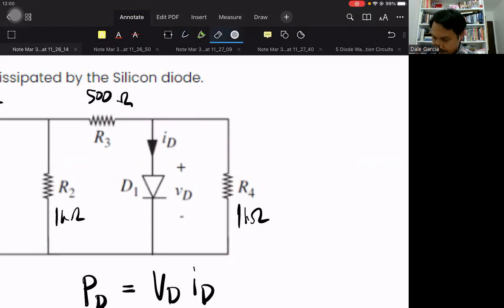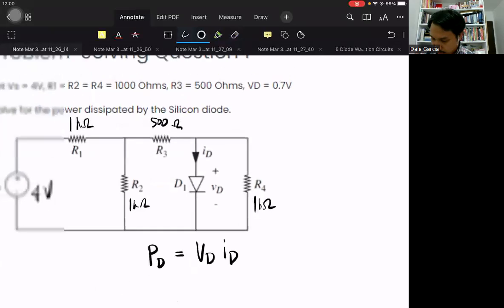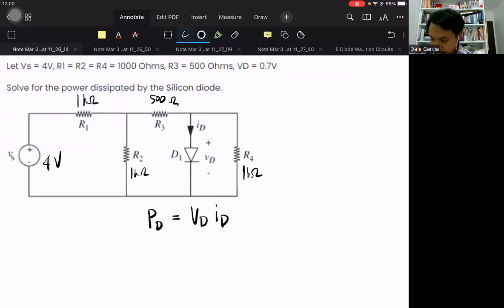Easy. We're given the resistance for R4, and we're also given the voltage drop here, which is 0.7. So we can get the current, let's say this is I4, later. Maybe the challenge first is to get the individual voltages and currents in the other components.